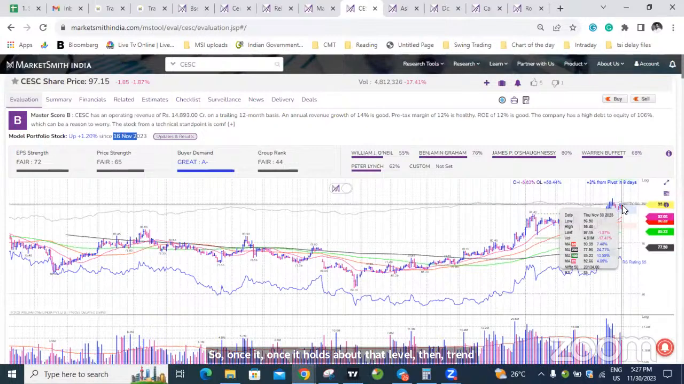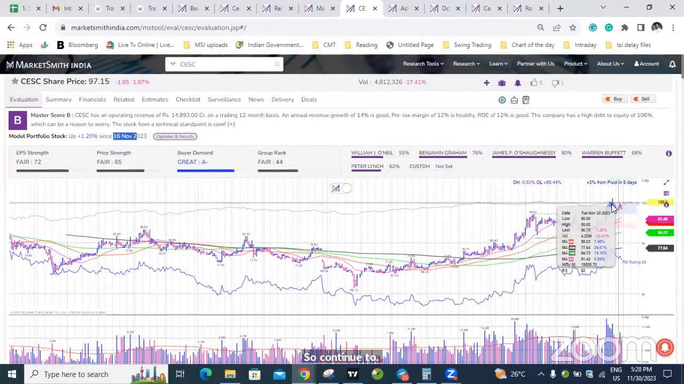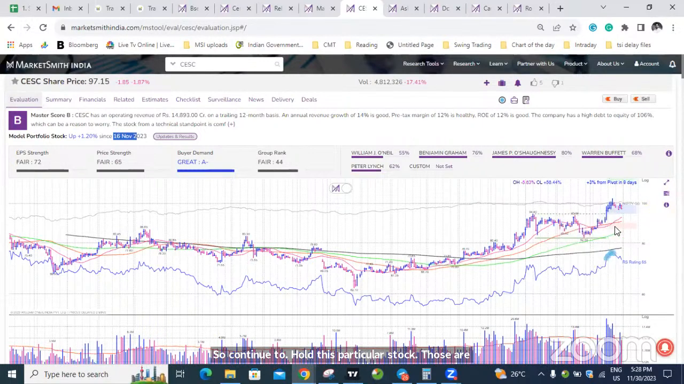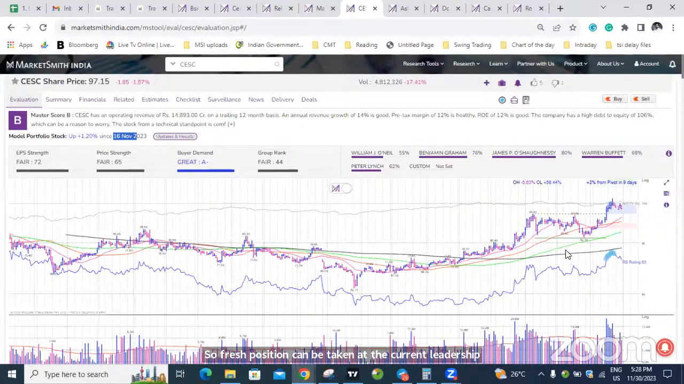So continue to hold this particular stock, those who are already holding. Still, it is in the pivot range, so a fresh position can be taken at the current juncture with an immediate stop loss around 50 DMA, or you can follow MarketSmith India for a better approach.